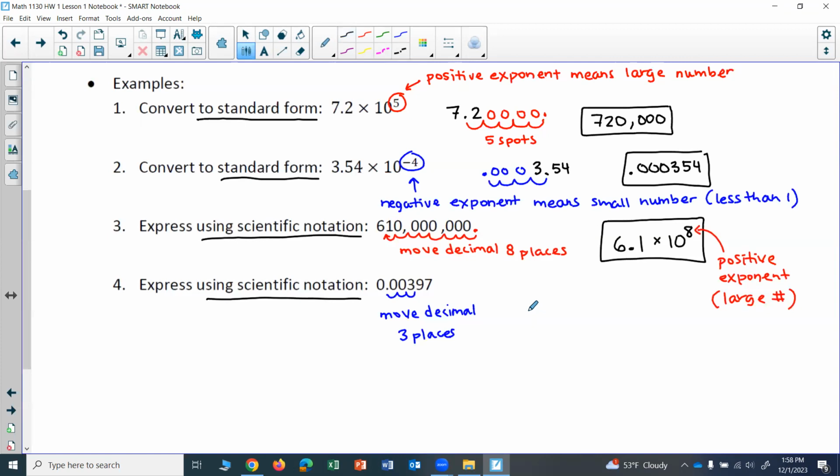So the scientific notation would be 3.97 times 10, I moved the decimal 3 places, so I'm going to have a 3 up there, but it will be a -3 because I started with a small number that was less than 1. So the negative exponent corresponds to a small number less than 1.